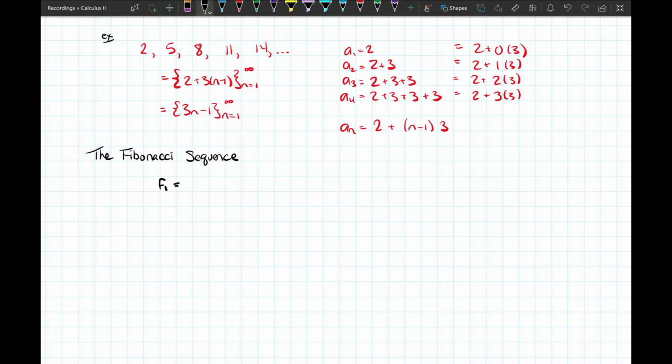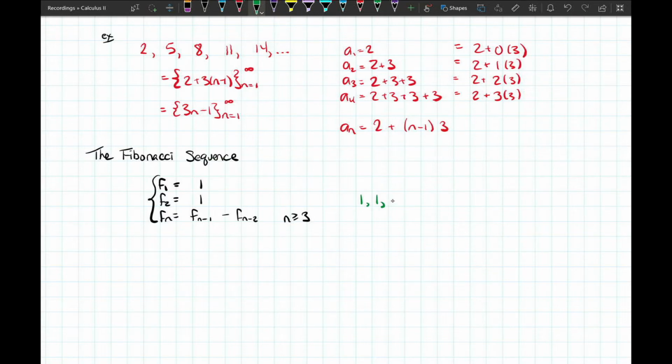Well, f_1, the first Fibonacci number, is 1. And f_2, the second number in the Fibonacci sequence, is also 1. But the nth number in the Fibonacci sequence for n greater than or equal to 3 is actually the sum of the two immediately preceding Fibonacci numbers. So what this does is it establishes the first couple Fibonacci numbers, 1, 1. But after that, we have to calculate each new number using the two previously defined Fibonacci numbers.